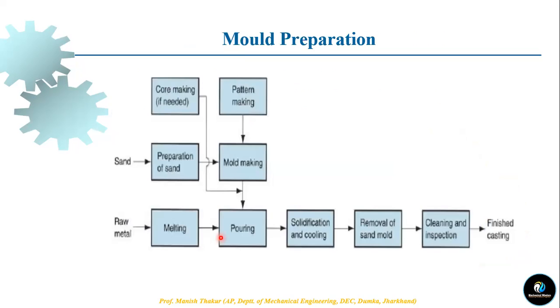Now we are moving to the mold preparations. Basically, I have told in the last classes about the casting process. It involves generally three types of steps. That is core making first if you needed. Then you have to go for the preparation of sand. And you also have melting of the raw material by using the furnace.